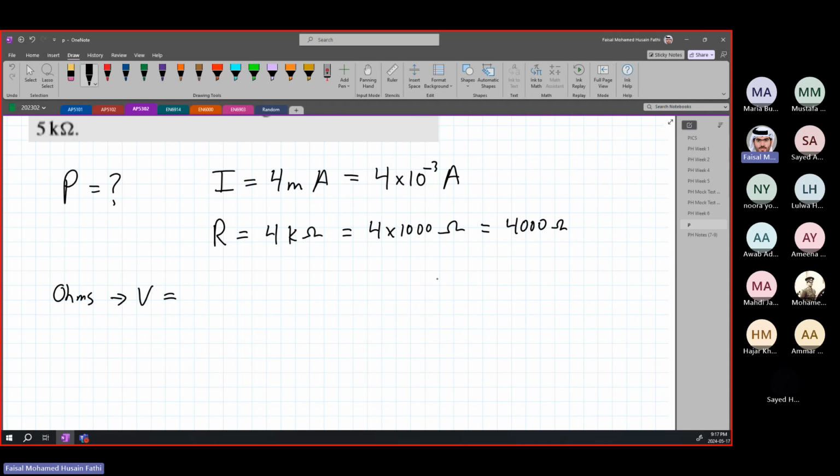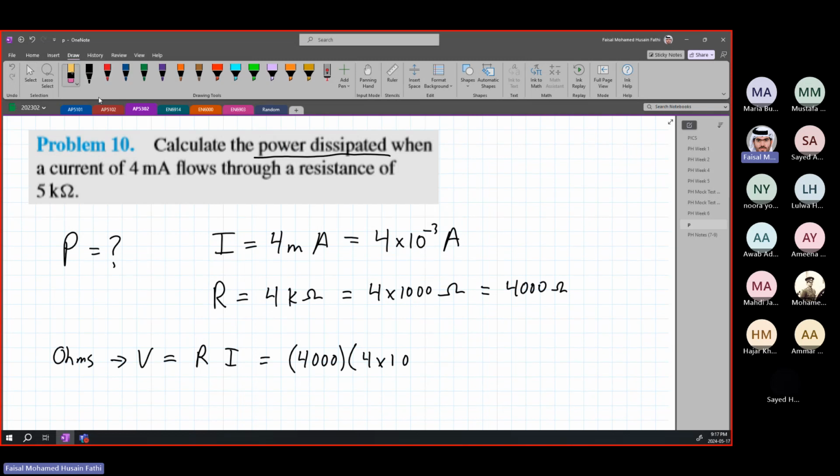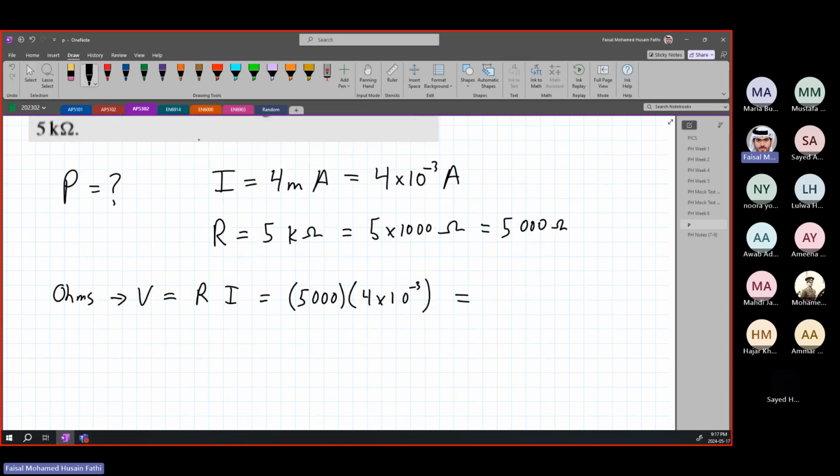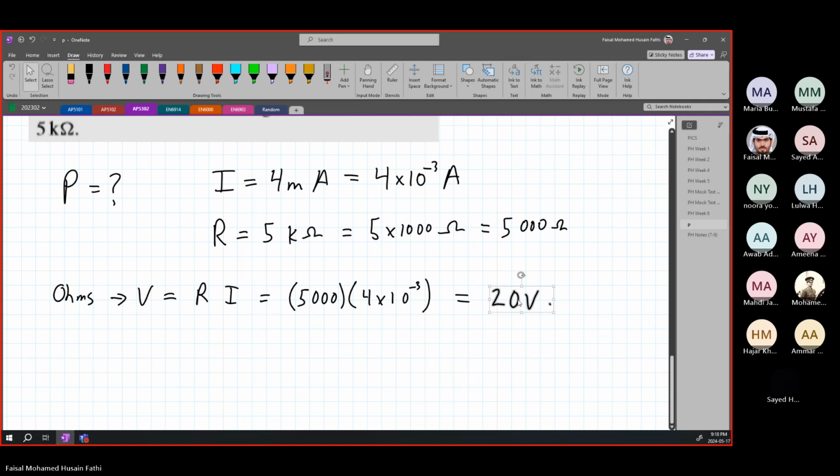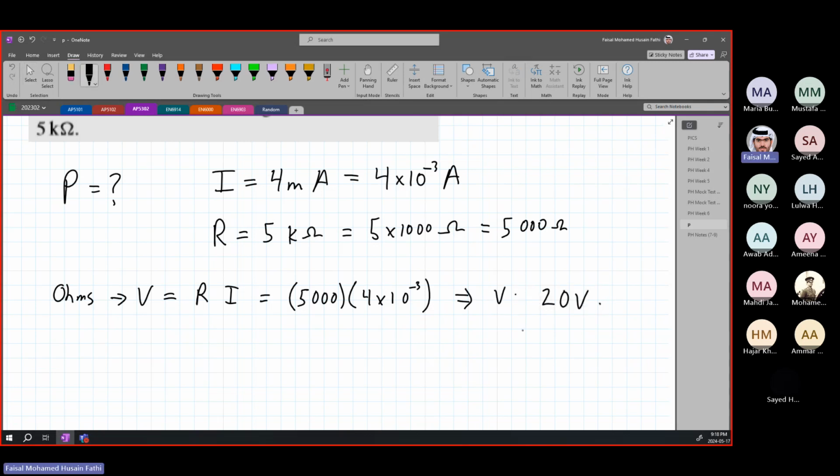So voltage is equal to resistance times current, which is equal to 5,000 times 4 times 10 to the negative 3, which is the current. Sorry, it is 5 kilo ohms, not 4. So 5 kilo ohms is 5 times 1,000, which is 5,000. And now we have determined our voltage to be 20 volts. Yes, 20 volts. All right, now that we found our voltage V, V is equal to 20 volts.